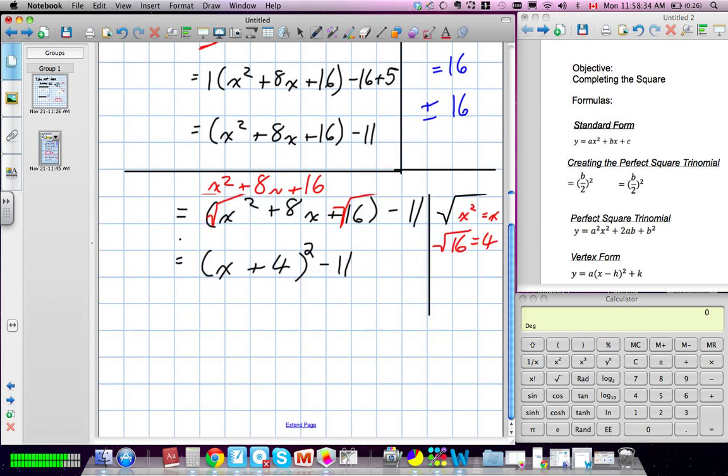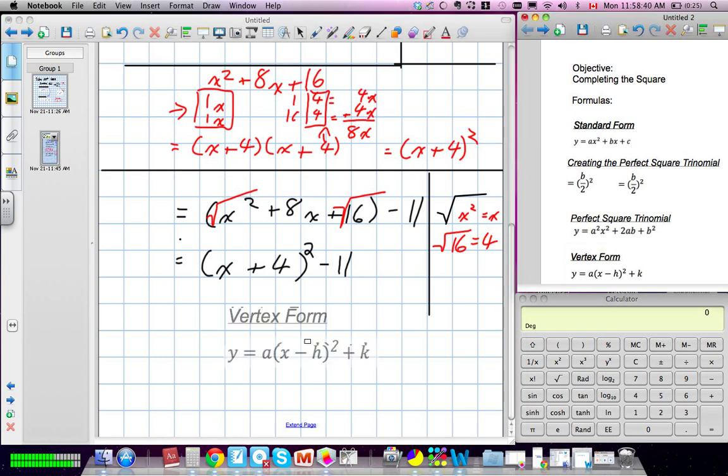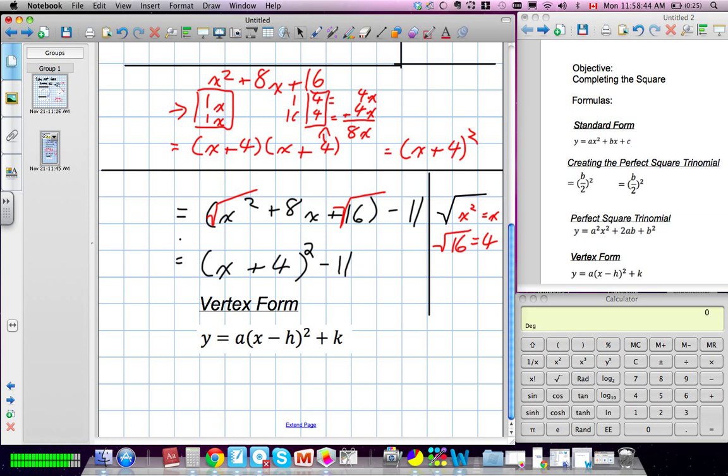And if you guys look, we are now in vertex form. Okay? Our a value is 1. Our h value is our +4. And our k value is -11. So the vertex of this is -4, -11. Now there's one other thing I want to tie this to. When we're graphing this, first of all, a is what in this equation? Positive or negative?